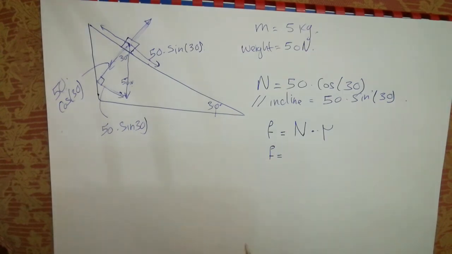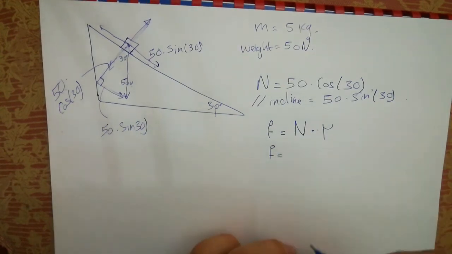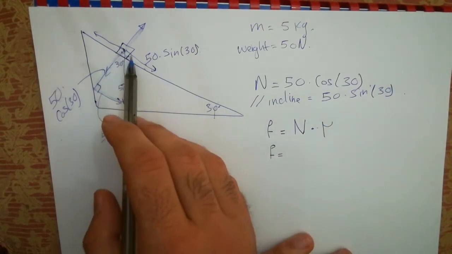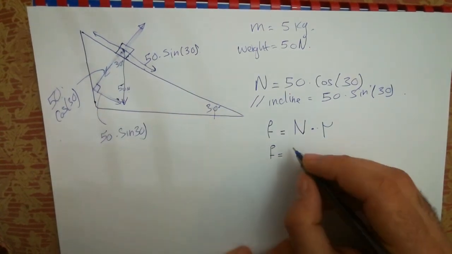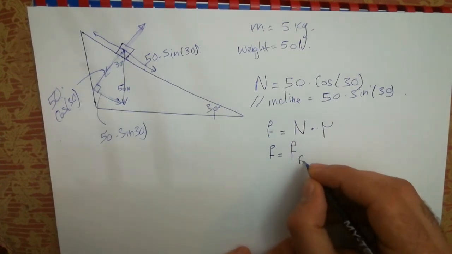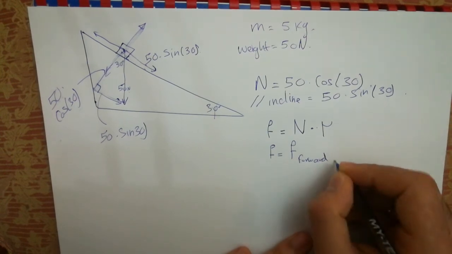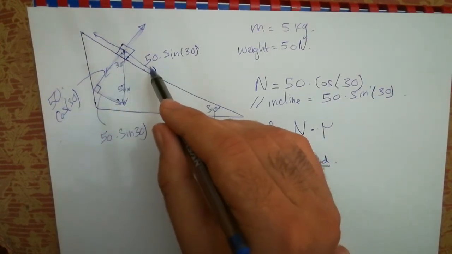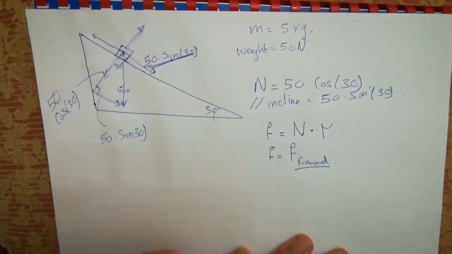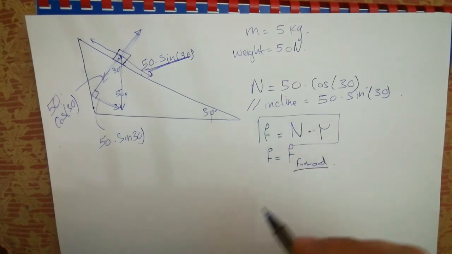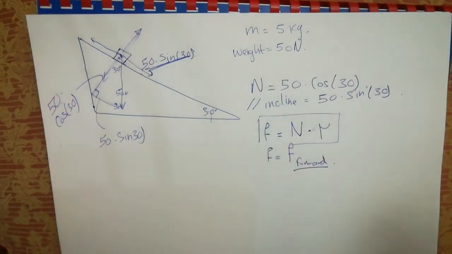This is a trick that some people don't understand. Since the object is not moving, the frictional force is equal to the force forward. The frictional force acting on this object is equal to 50 sine 30. It has nothing to do with the coefficient. We only use the coefficient times the normal force when the object is moving.